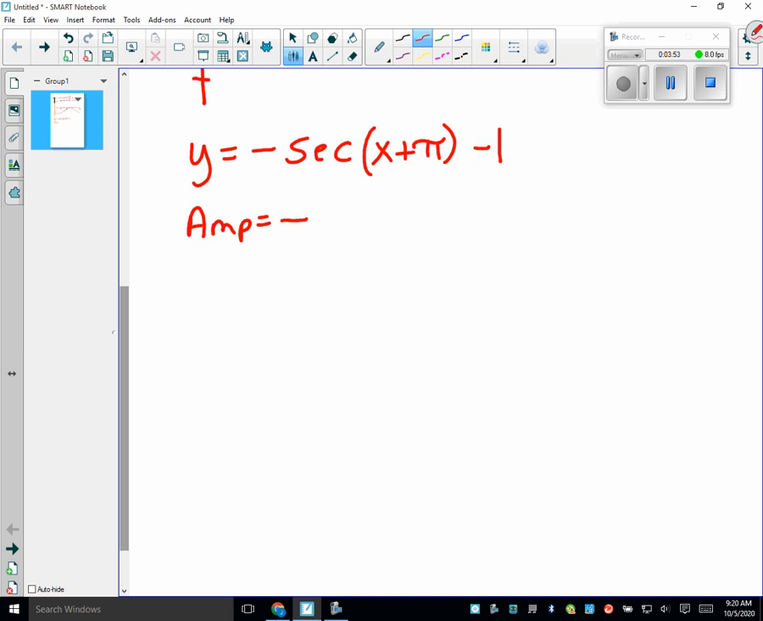What is the period? 2 pi. Which trig functions have a different period? Tangent, cotangent. So we're good? Okay, what is the phase shift? Pi. What is the vertical shift? Okay?